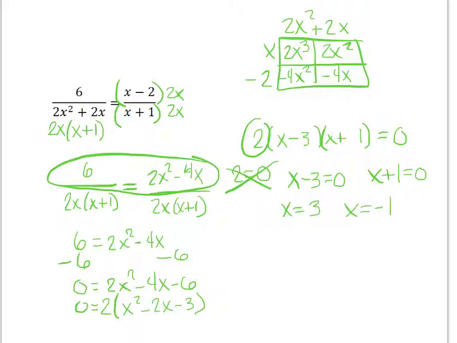Going back to my very original problem, if x equaled 3, that would be fine. I can plug in 3's and I'm good. But if x equaled negative 1, I've got a problem right here, right? Because I've got negative 1 plus 1 gives me 0. So x cannot equal negative 1, x just equals 3.